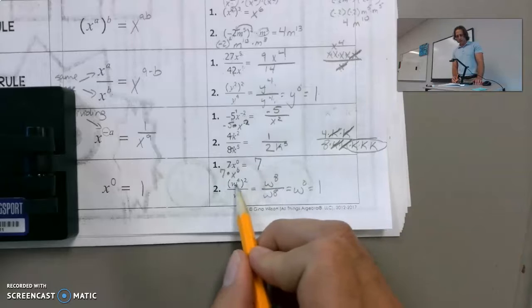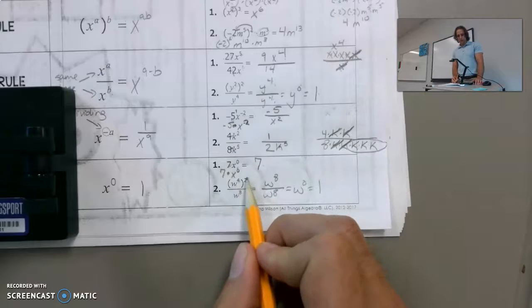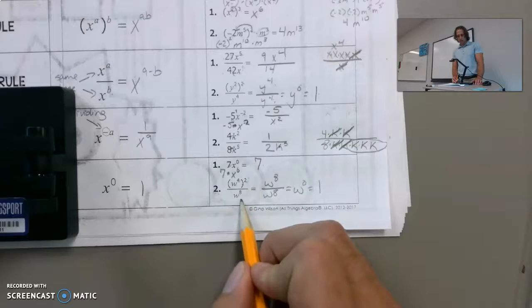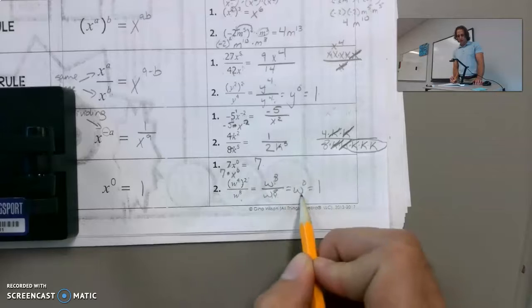And then number 2, w to the 4th power squared. It gives me w to the 8th divided by w to the 8th. That's w to the 0 or 1.